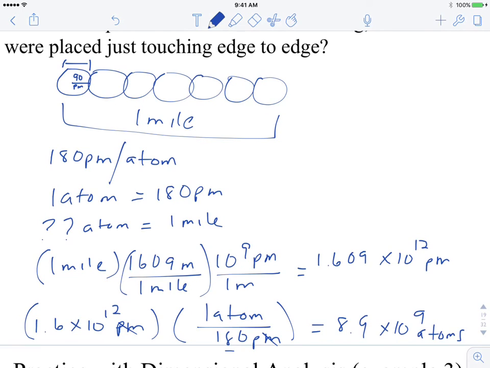This one's a little bit different than what we did before because I actually made up a conversion factor here. This right here, 1 atom is equal to 180 picometers. That's a conversion factor. The difference is that it's not one on the page. It's one that's sort of in the problem.